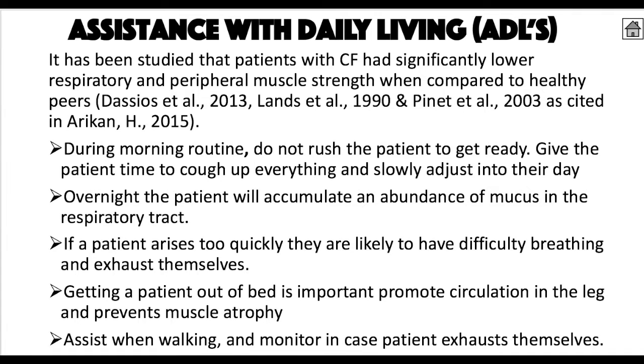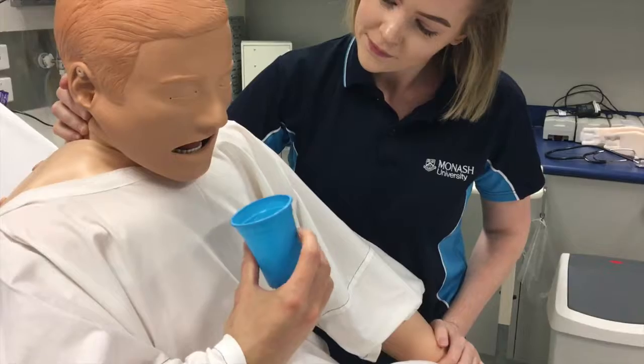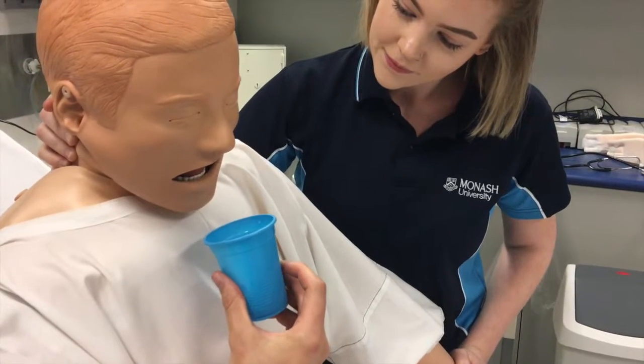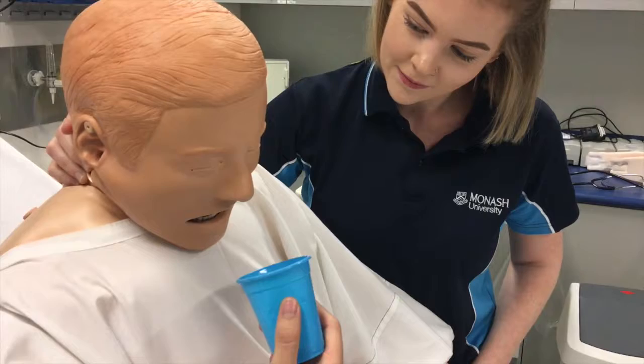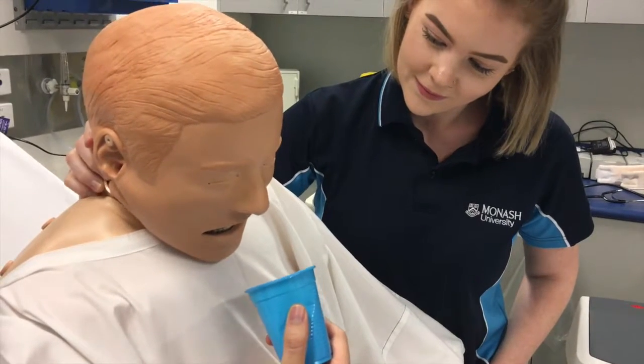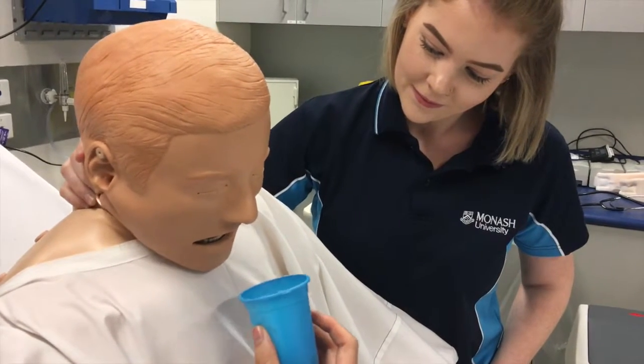Assisting the patients with ADLs or activities of daily living is important for a patient with cystic fibrosis. It has been studied that patients with CF had significantly lower respiratory and peripheral muscle strength when compared to their healthy peers. Overnight, the patient will accumulate an abundance of mucus in the respiratory tract. During morning routine, it is important to not rush the patient to get ready. Make sure you give the patient time to cough up any mucus and allow them to slowly adjust to their day.